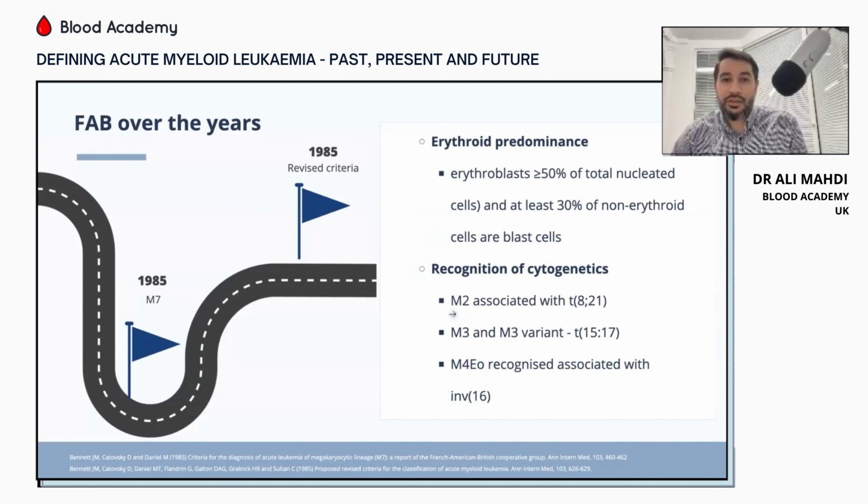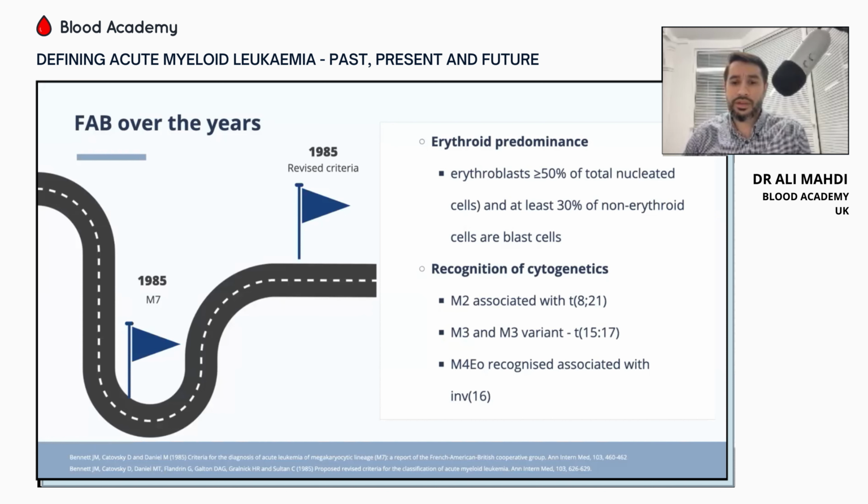Then in 1985, the definitions were changed slightly with regards to erythroid predominance. So that was 50% erythroblasts of the total nucleated cells, and at least 30% of non-erythroid cells which were blasts. But more importantly, there was the increasing recognition of the importance of cytogenetics. And they could tell that based on the morphology, you could predict certain cytogenetic changes. So M2 was often associated with translocation of chromosomes 8;21.